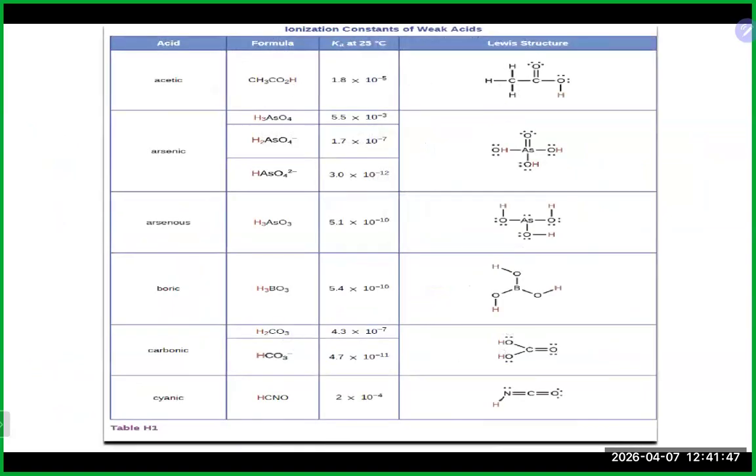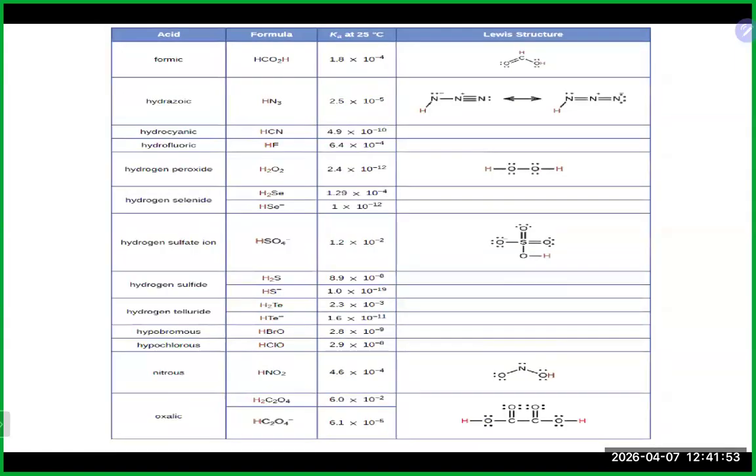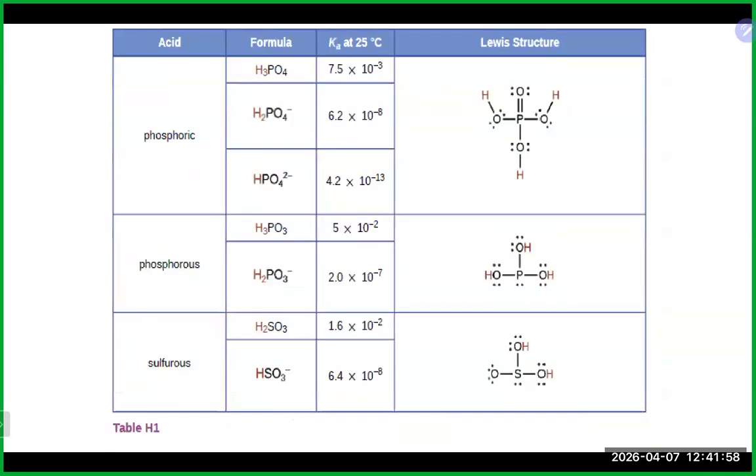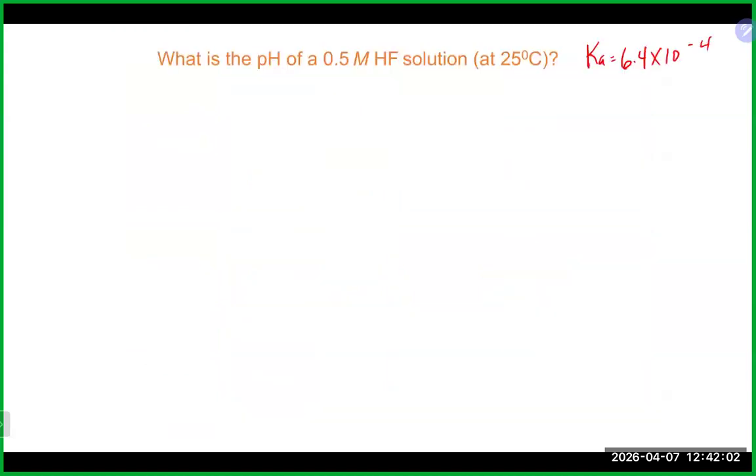Here's a table from your book there, and again, of some different Ka values. You might need a reference for problems, as they may not give it to you in your actual book there. And again, I could see some of those. Why don't we give one a go here and see what happens?